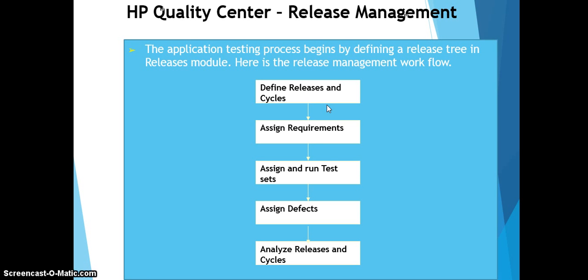So you define releases and cycles in Quality Center, the release tree, and then assign requirements. From there you assign test sets and run test cases or run the test sets. When you run test cases, obviously there will be some test cases for which the expected and the actual outcomes don't match. So that means defects, which most testers are happy to log all the time. And finally you have analysis of releases and cycles, right. So this is how the process goes. We now will cover how to create a release and create cycles in Quality Center, right.